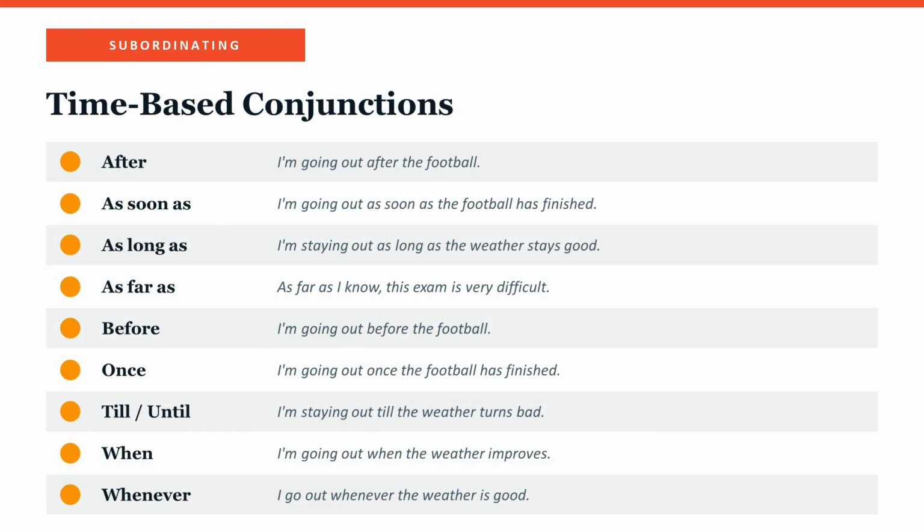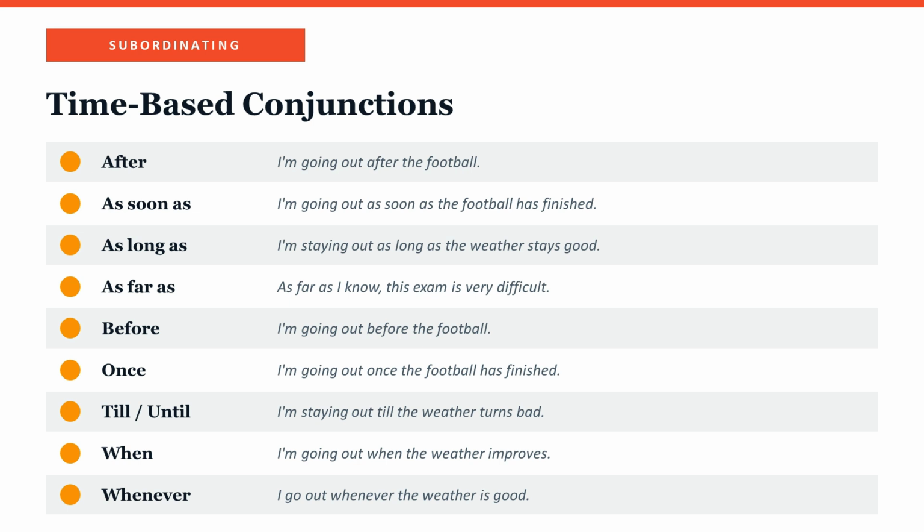Now let us look at time-based subordinating conjunctions. These are very useful for indicating when something happens. After means following an event. I am going out after the football. As soon as means immediately when something is done. I am going out as soon as the football has finished. As long as means for the duration of time that something continues. I am staying out as long as the weather stays good. As far as is used to express the extent of knowledge. As far as I know, this exam is very difficult.